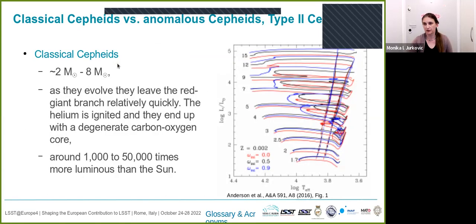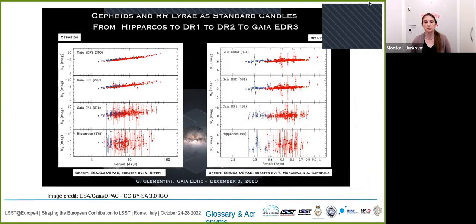Comparing them to the classical Cepheids, as we can see, these are relatively intermediate mass stars, and as they evolve, they cross the instability strip, and they do this. While they do this in the instability strip, they pulsate, and they're very bright when they do that. They get up to 50,000 times more luminous than the sun. They form a period luminosity relation.